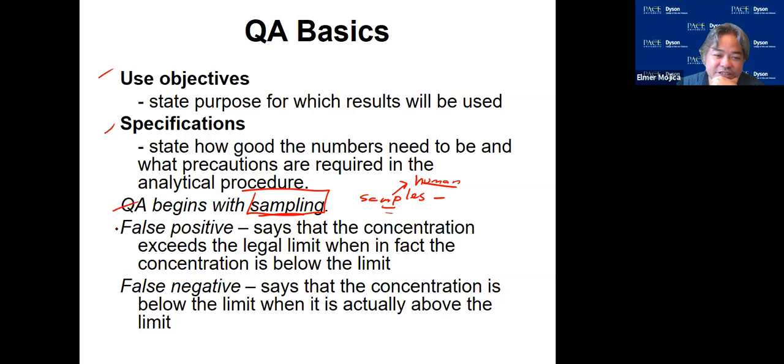So there are instances that you can have what? A false positive. It says that the concentration exceeds the legal limit when in fact the concentration is below the limit. Or what practical false positive can we have? Anyone? Pregnancy. How do you know if a pregnancy test result is a false positive? Obviously, if the one being tested is what? A male person. Why?